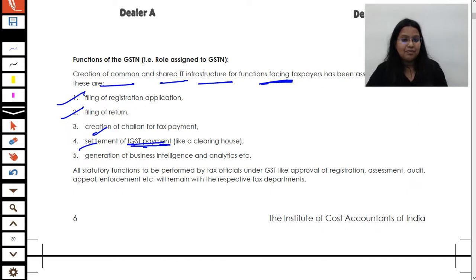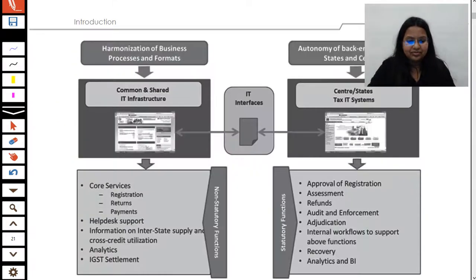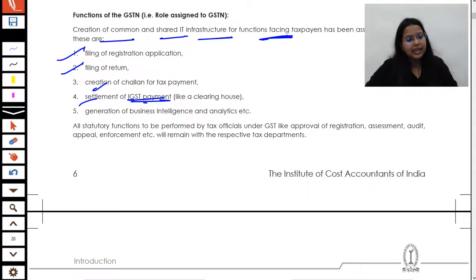Settlement of IGST payment, it actually acts like a clearing house. Next is generation of business intelligence and analytics, because it creates so many reports for the authorities. Now student, the next is, even all the statutory functions, it means whenever we apply for the registration under GST, the authority will approve it. Authority will also approve it with the help of the GSTN only.